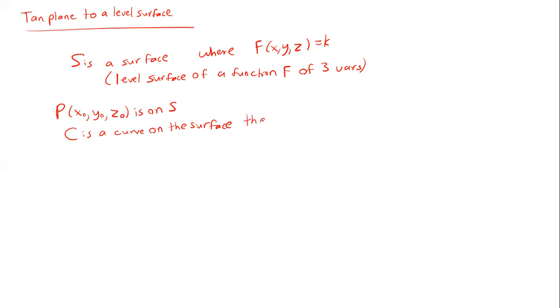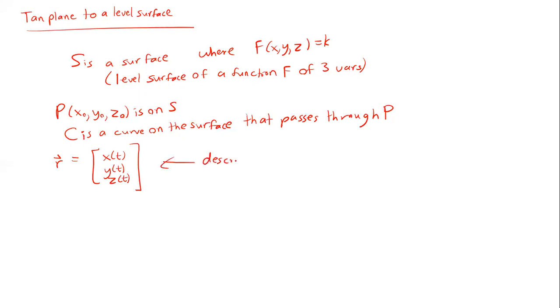That passes through P. So because C is a curve, the things that we started with at the beginning with the vector functions is going to hold. So we can define this curve as x of t, y of t, z of t here, if we're looking at this function of 3 variables. So here's the description of C as a curve.